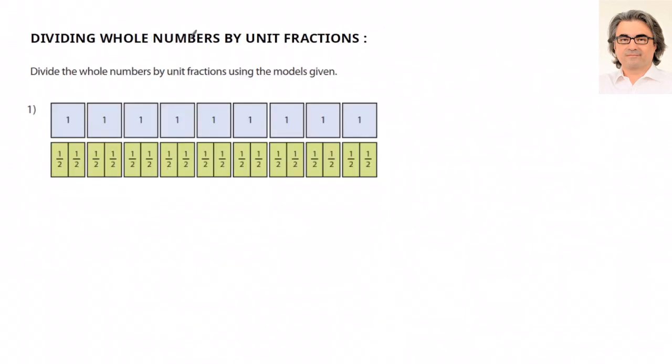Dividing whole numbers by unit fractions. Now this is our subtitle, and we'll learn this subtitle with a model. Divide the whole numbers by unit fractions using the models given. Now, in the first one, I have 1, 2, 3, 4, 5, 6, 7, 8, 9. I have 9 equivalent squares, and each square is represented with 1.